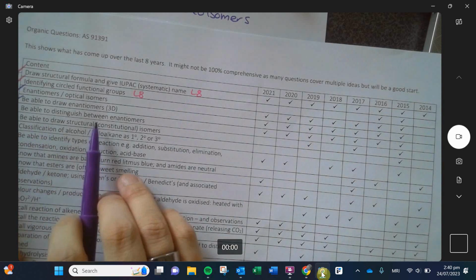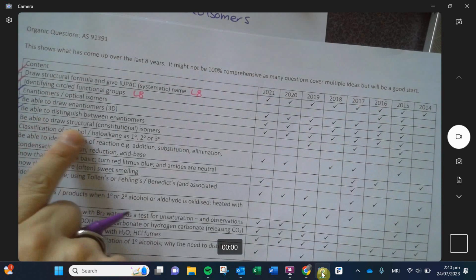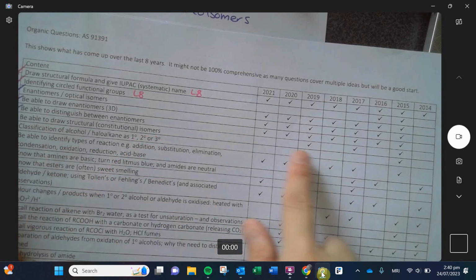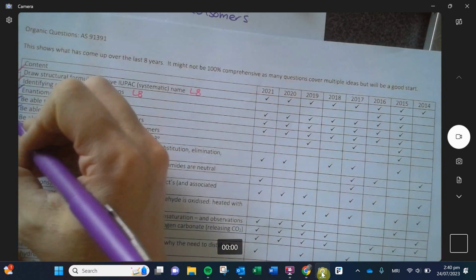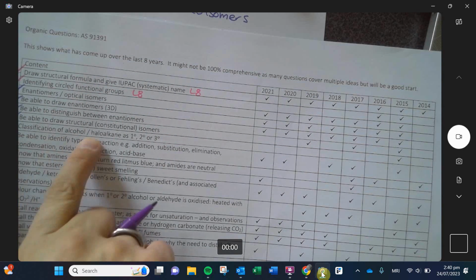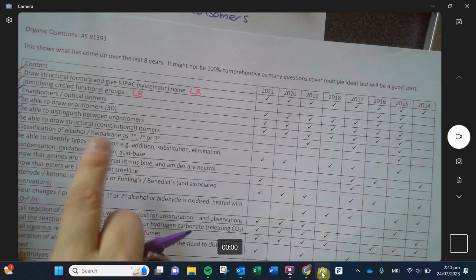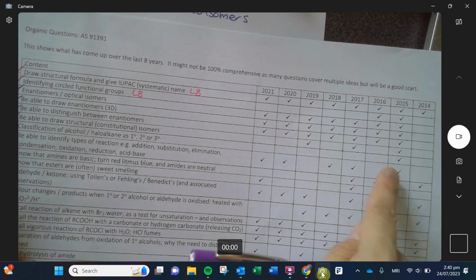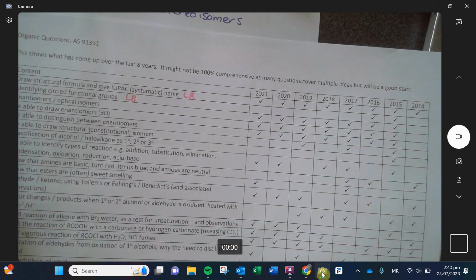We talked about how we distinguish them. That's about the polarized light. Then being able to draw structural isomers: this one comes up every couple of years. It's not always consistent when it does come up. And then classification, I talked about at the beginning. Again, it's a useful thing to just know what it is in case it does come up. It hasn't come up in a very long time, but it might come up in the structure of the question. So just keep that in mind.